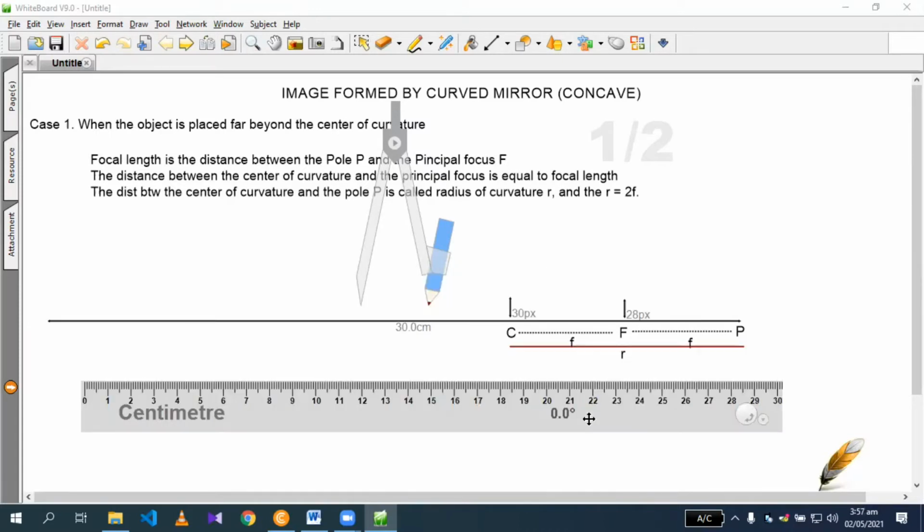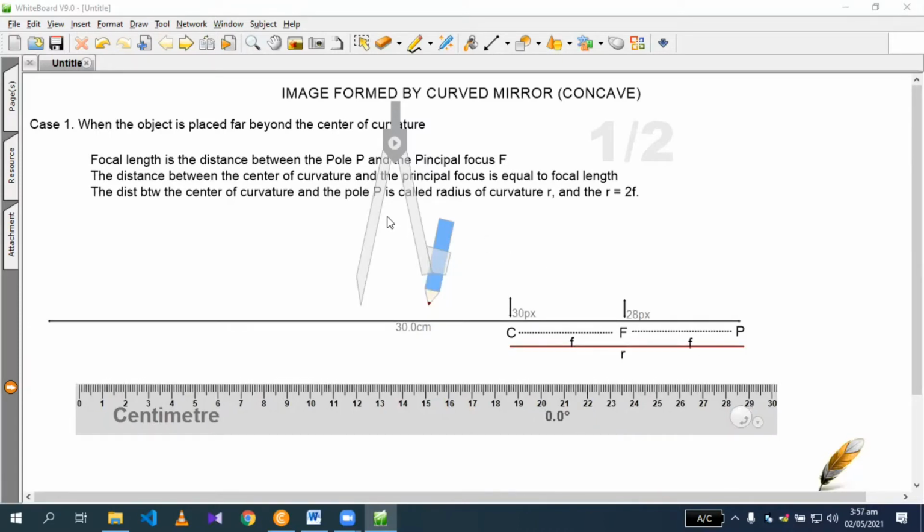So now to draw that, what we need to do is bring in our compass. Let's bring in our compass and let's see. Are we good to go? Let me check. I think we are good to go. So let's draw this.